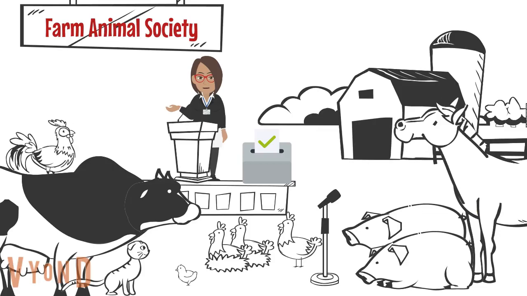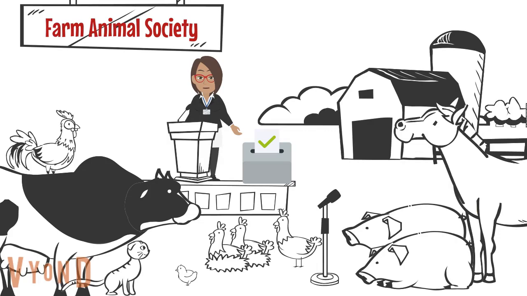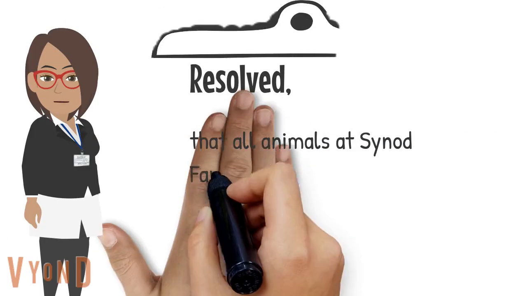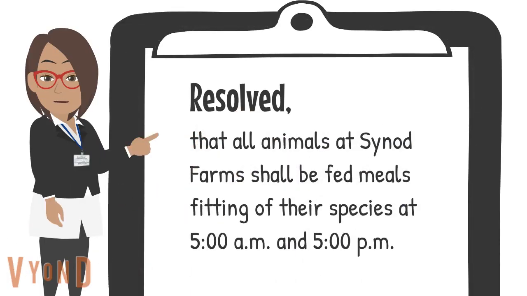So the motion has been officially changed to read as follows: Resolved that all animals at Synod Farms shall be fed meals fitting of their species at 5 o'clock a.m. and 5 o'clock p.m.